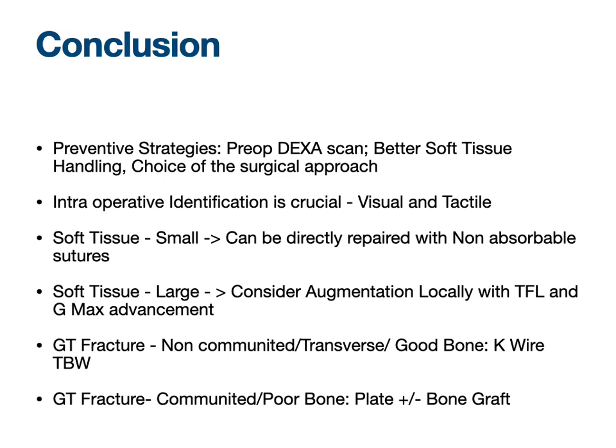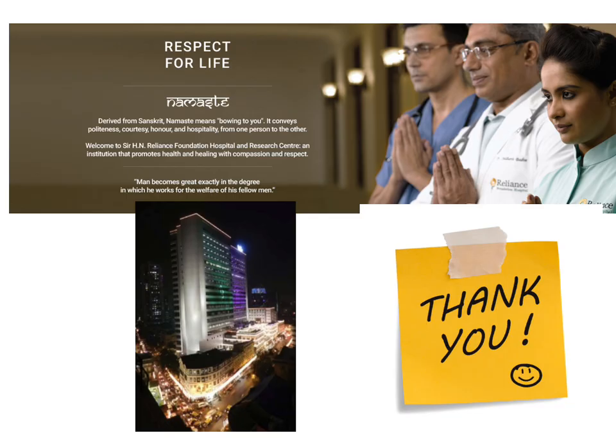If the tear is small, it can be directly repaired with non-absorbable sutures. But if it is a large tear in soft tissue, one should consider augmentation with TFL and GMAX advancement. For plain transverse greater trochanter fractures, which are non-comminuted and where the bone stock is good, TBW fixation is appropriate. Whereas for comminuted and poor quality bone, a plate with or without bone graft with augmentation of TBW is required.